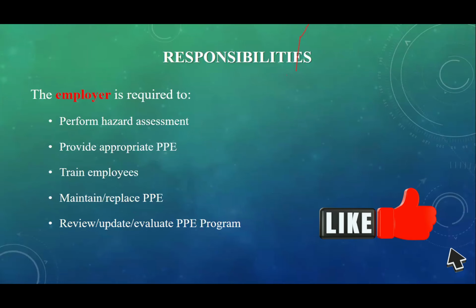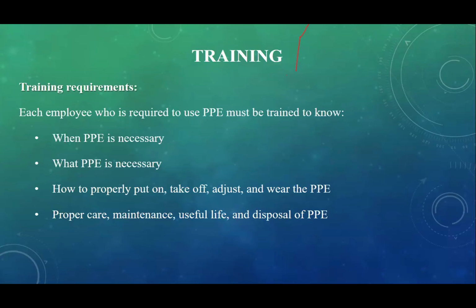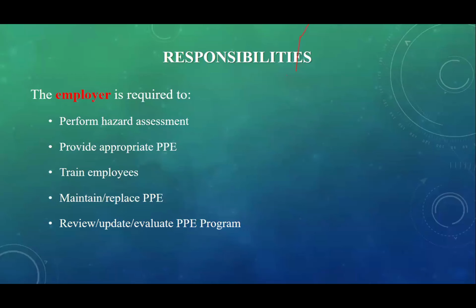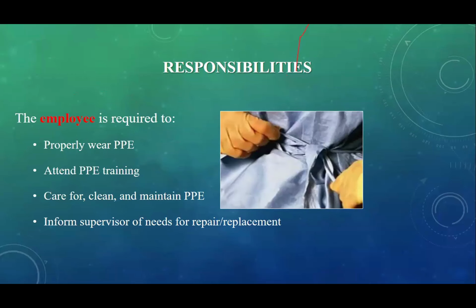And this is the responsibility of the employer: to perform hazard assessment, provide appropriate PPE, train the employees, replace or maintain PPE, and review, update and evaluate the PPE program. So here we have the training requirements of the employee and the responsibilities of the employer. So what is the responsibility of the employee? Properly wear PPE, attend PPE training, care for, clean and maintain PPE, and inform the supervisor of needs for replacement.